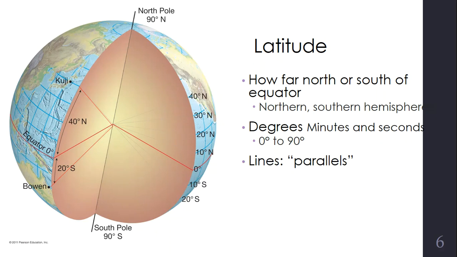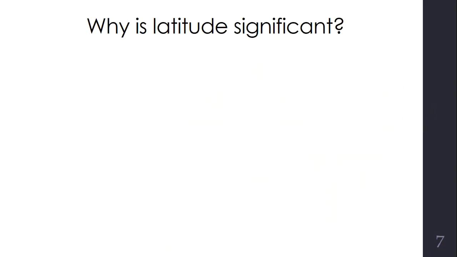Those lines are called parallels, and that's because they run parallel to one another from the North Pole to the South Pole. So the distance between these parallels is the same wherever you are on the globe. So no matter where you are, 1 degree is the same distance as it is anywhere else. Each degree is equidistant from the next. And we're going to learn that that is not true for longitude.